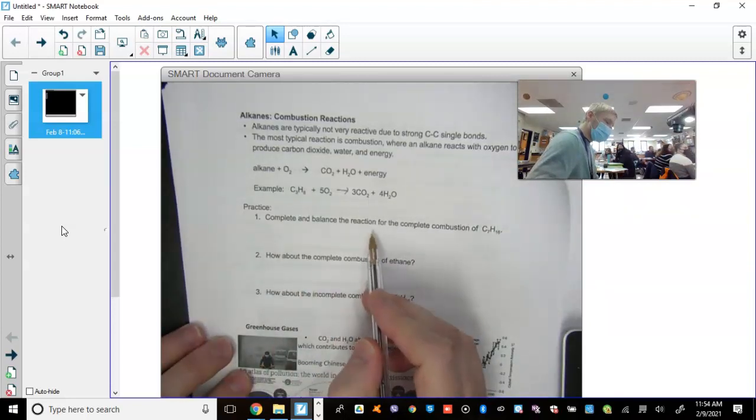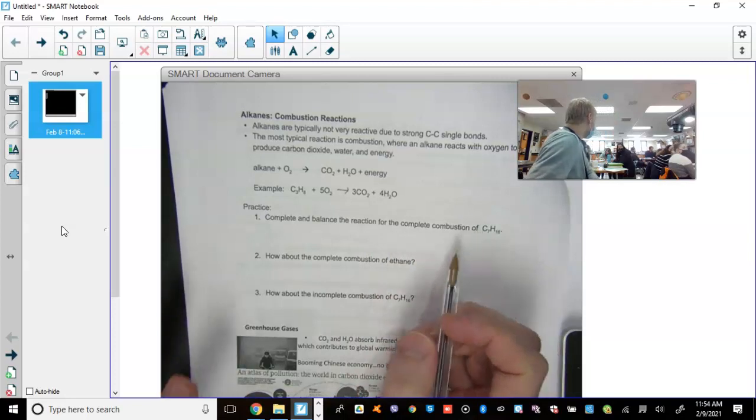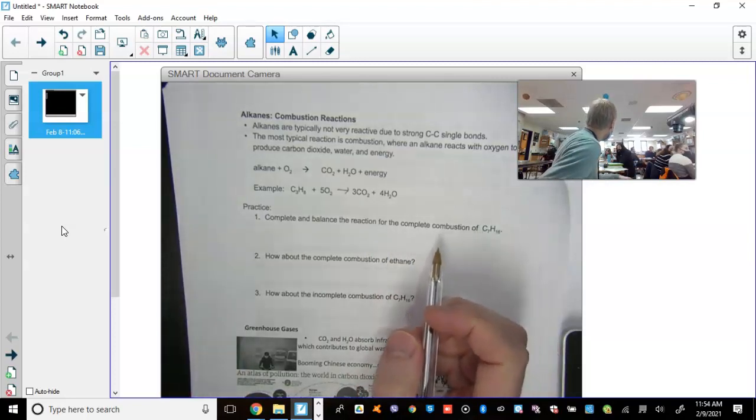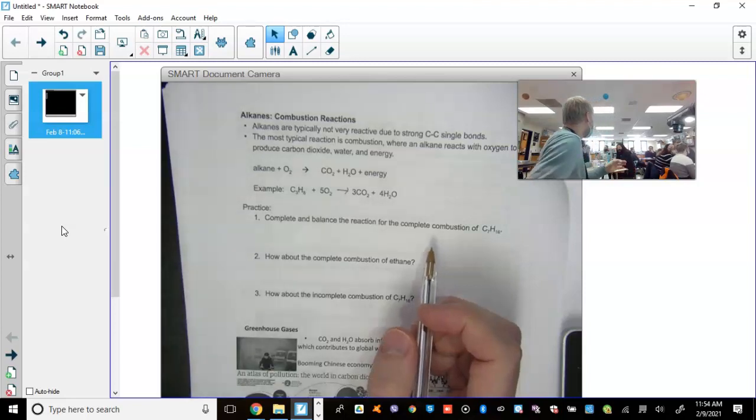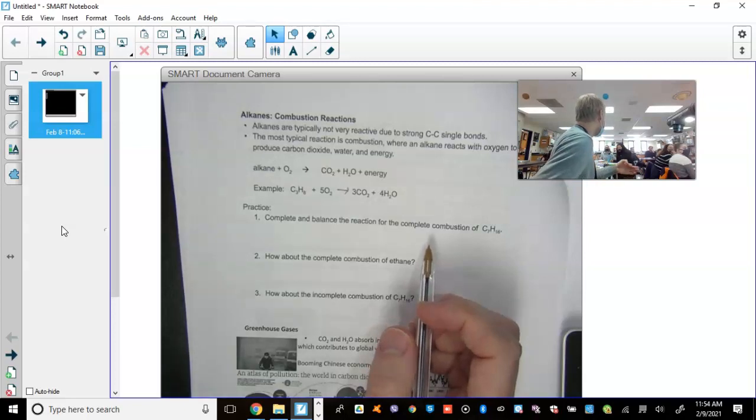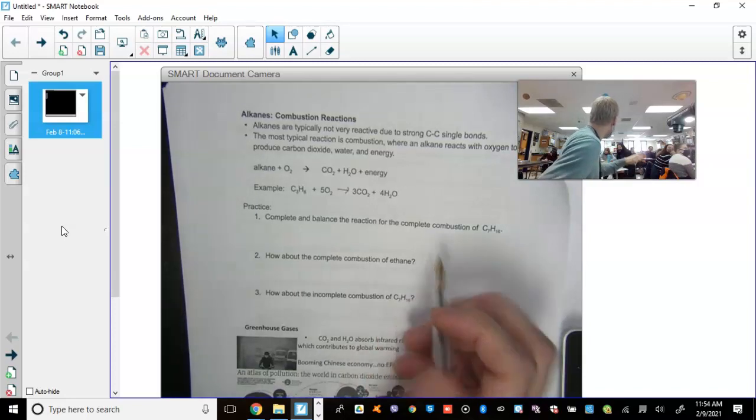Complete and balance the reaction for the complete combustion. Do you guys remember the difference between complete and incomplete combustion? So complete combustion produces CO2. Incomplete produces CO. What happens in your furnace, especially right now, both are being produced. Incomplete and complete. CO2 and CO. Why don't you die of carbon monoxide? Well, because it's properly vented. Hopefully.